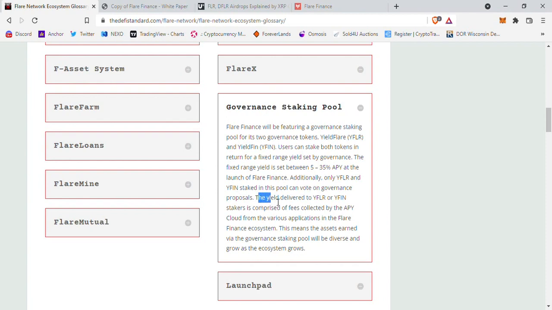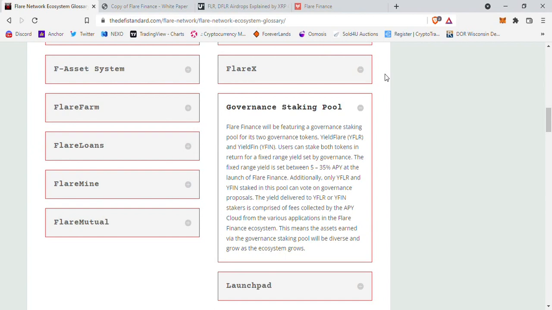And the yield delivered to the YFlare or YFin stakers is comprised of fees collected by the APY cloud, from the various applications of the Flare Finance ecosystem. So this governance staking pool allows you to vote on different things that go on in different protocols across the network, and it's also giving you a yield of between 5 and 35% that is comprised of the fees collected across various applications in the Flare Finance ecosystem. So, that's awesome.